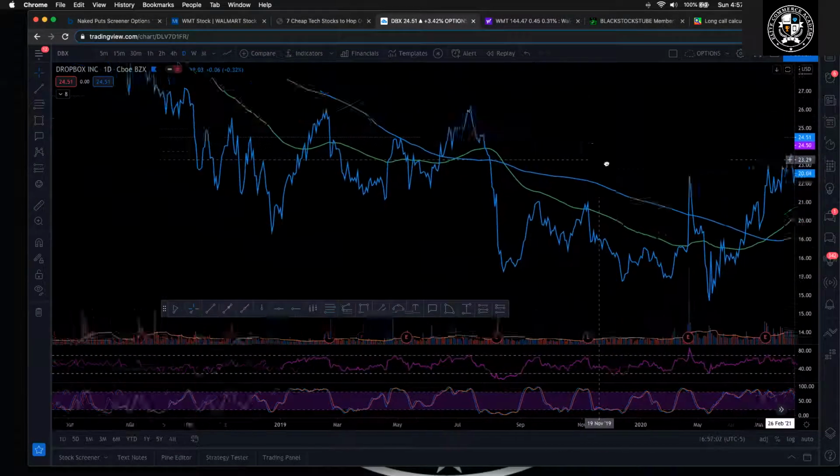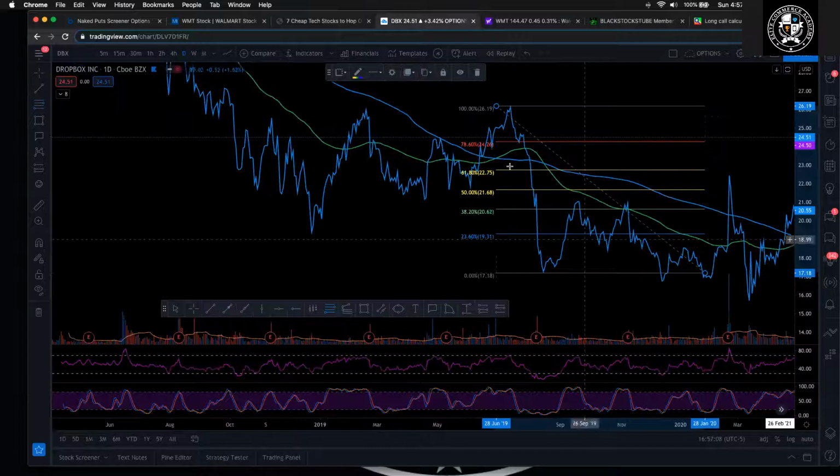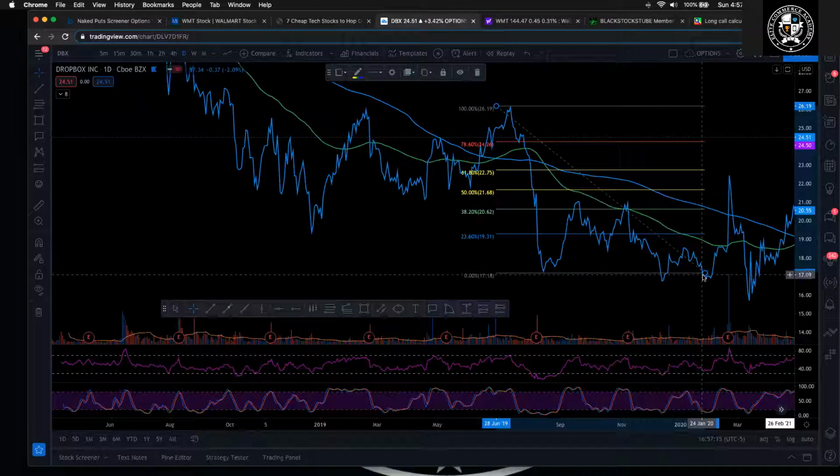You know, if you could pull it back, put the fib on here. Same thing. High point, low point, retraced all the way, almost touched the 50. Boom. Would have been a good short entry right there. All right.